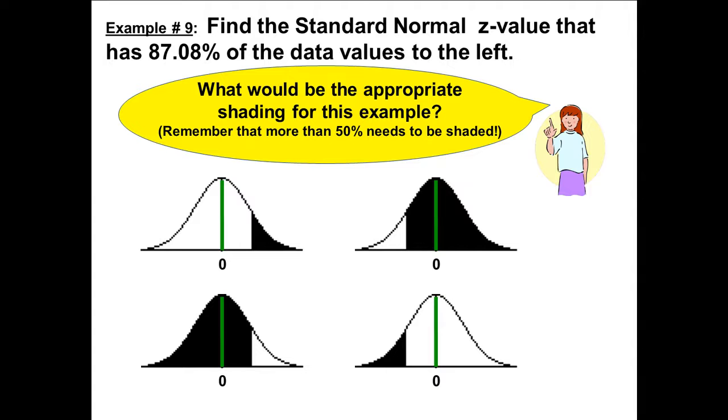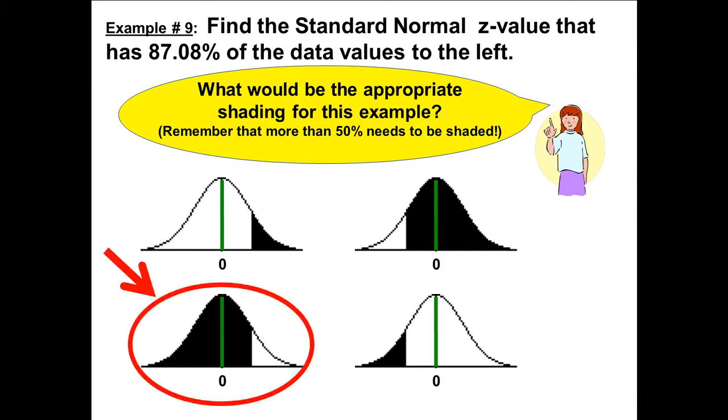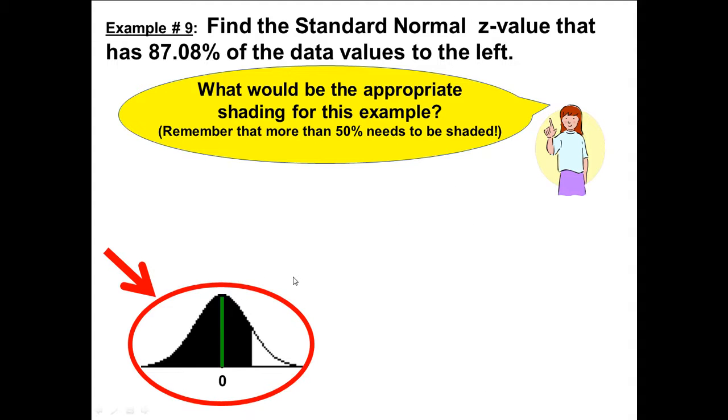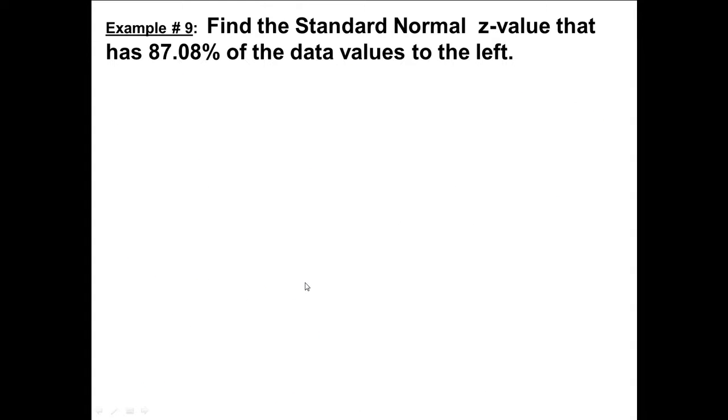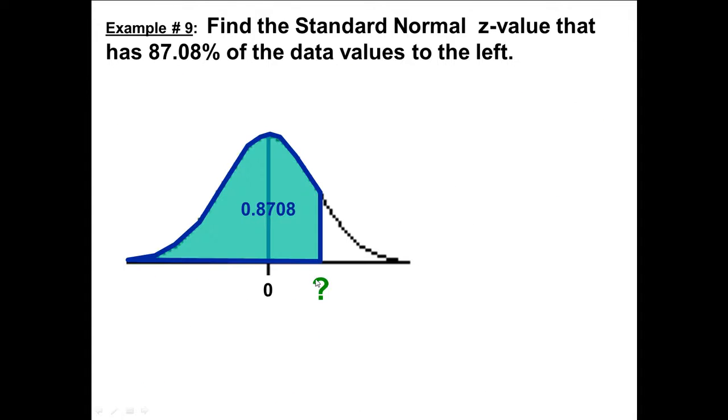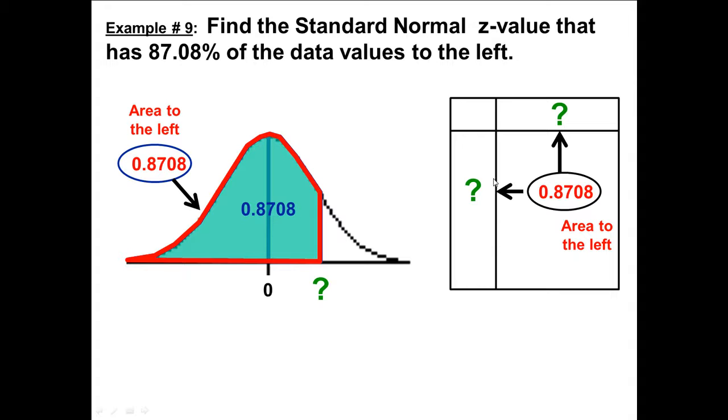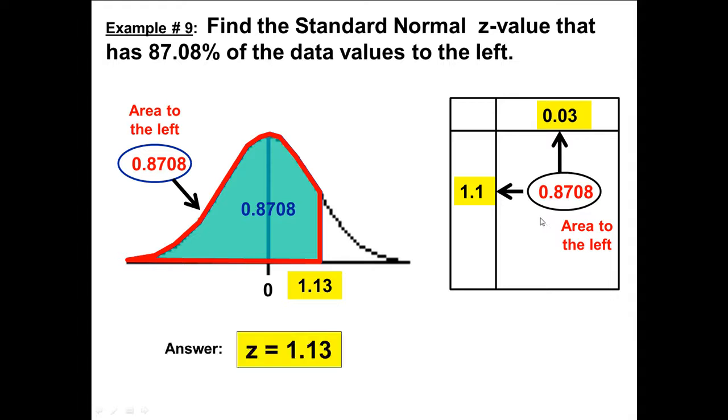Well, if your area is to the left, you're going to have which one? Obviously, this one right there. Okay, so now we're going to find the z-score that goes with that. There's two ways of doing it. You could go inside of the table somewhere, find the closest thing to 0.8708, and find the z-score that corresponds with that, which gives you the answer.